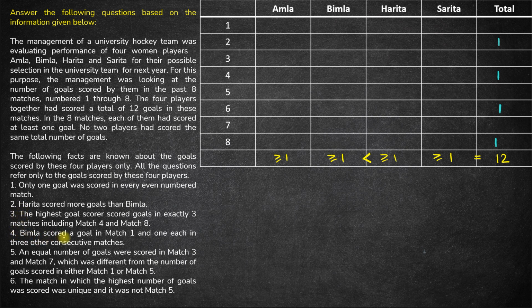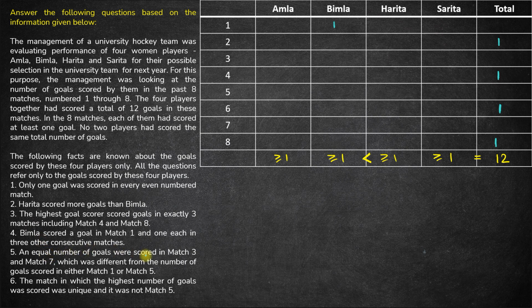Next point, Bimla scored a goal in match 1. So she scored 1 goal in match 1 and 1 each in 3 other consecutive matches. Those 3 consecutive matches can be 2, 3, 4, or 3, 4, 5, or 4, 5, 6, and so on till 6, 7, 8. We don't know which 3 consecutive matches it is. So we'll again come back to this point.